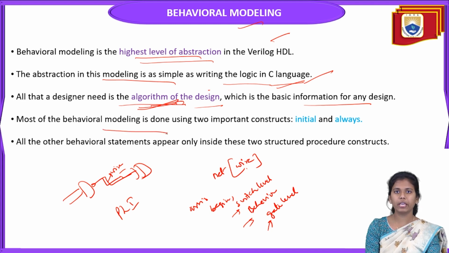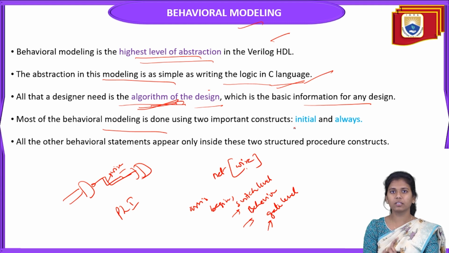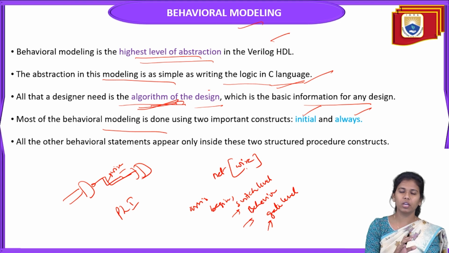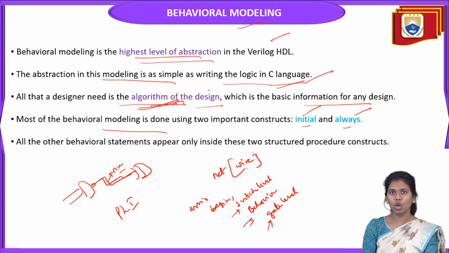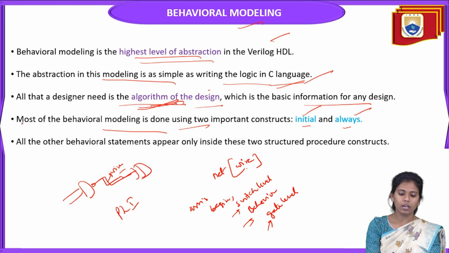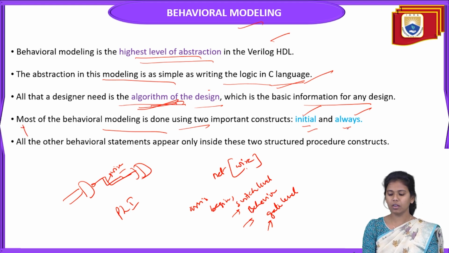And also, most of the behavioral modeling is done using two important constructs. So under this behavioral modeling, two important constructs are considered. One is initial and the second one is always. Basically, in the previous sessions we discussed the syntax, whether it is behavioral modeling, gate level modeling, or switch level modeling. We wrote the syntax with the help of these constructs, initial and always. So in behavioral modeling, most of it is done using two important constructs: first is initial and the second is always.